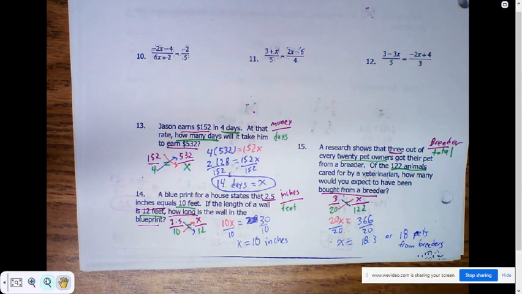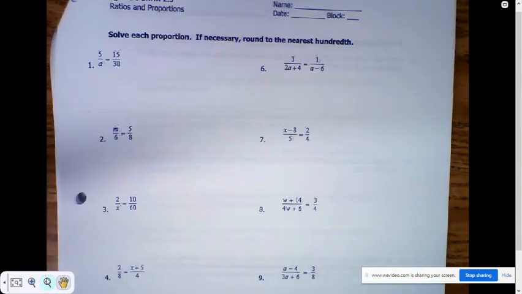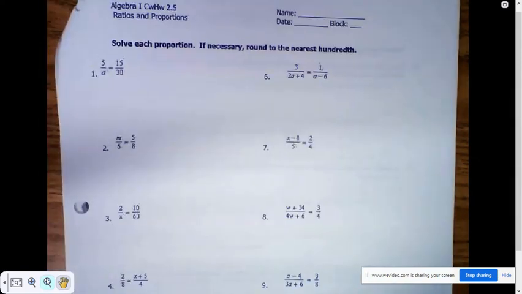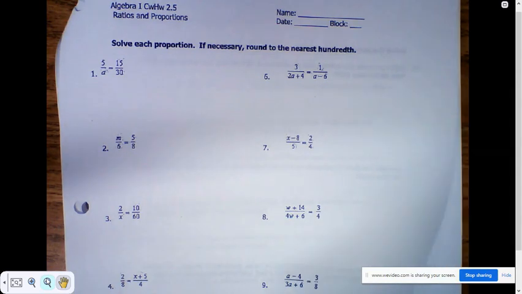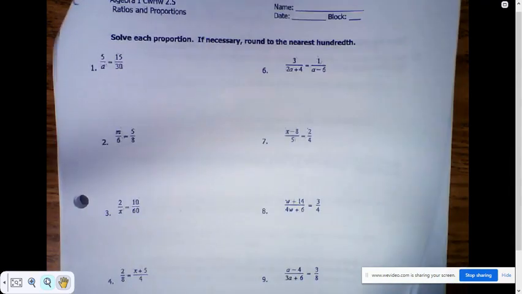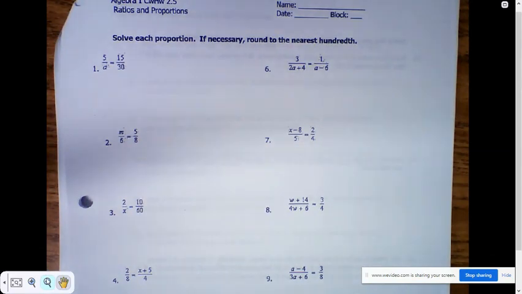You guys are responsible to do homework 2.5, and that's on pages 21 and 22 and 23. I want to say that was all. Yes. So 21, 22, and 23 is what you guys are working on now.